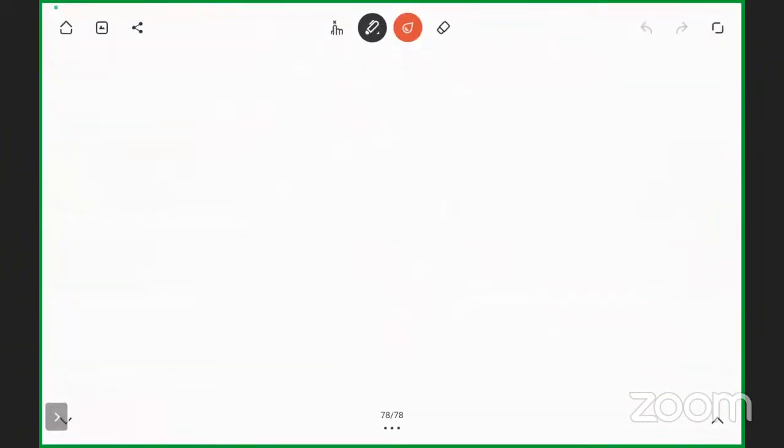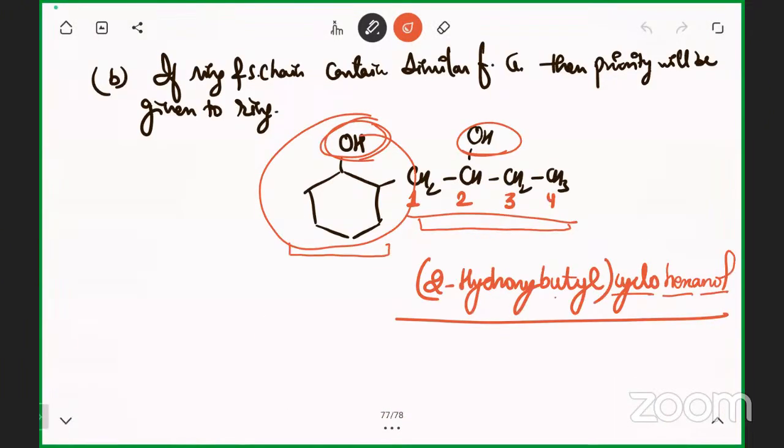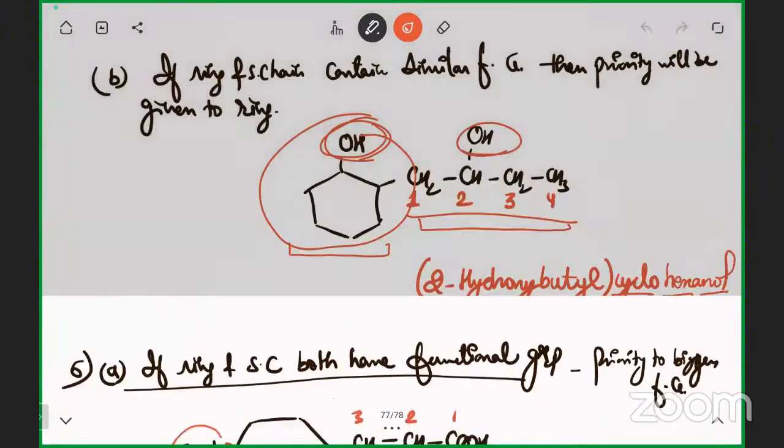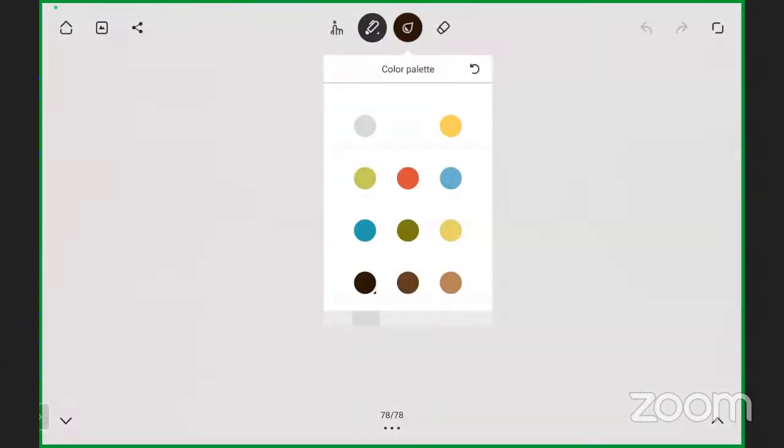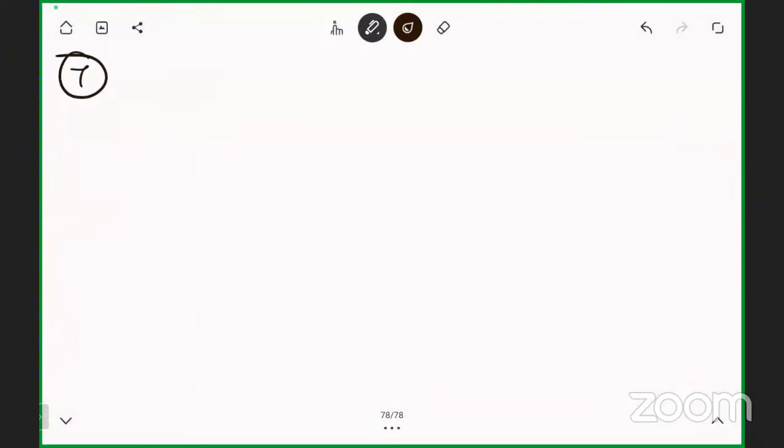Okay. In the last class, we discussed the nomenclature of the cyclic compound. We discussed a few points, and let's start with the next point. This was sixth A and B. Then let's go for the seventh one. So let's start with the seventh point.